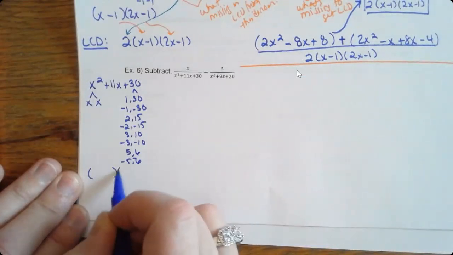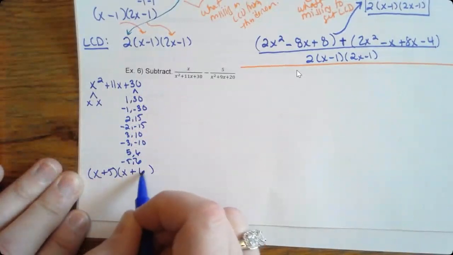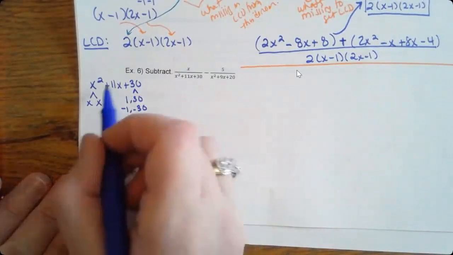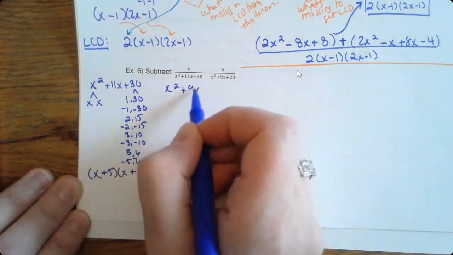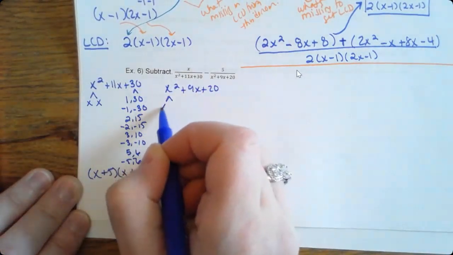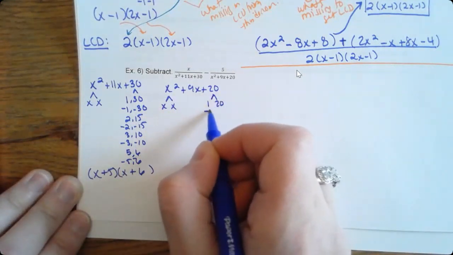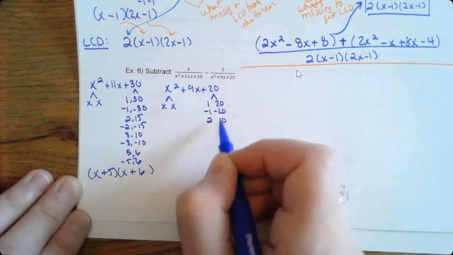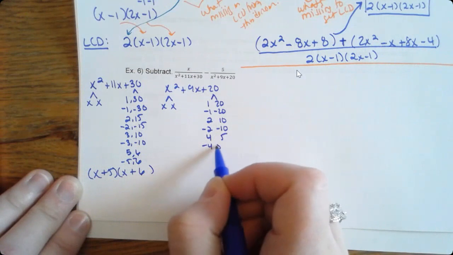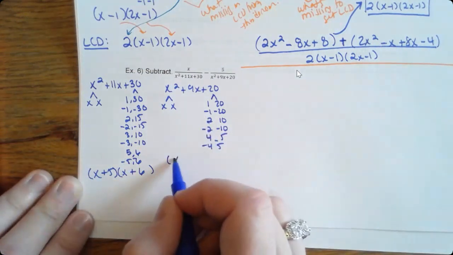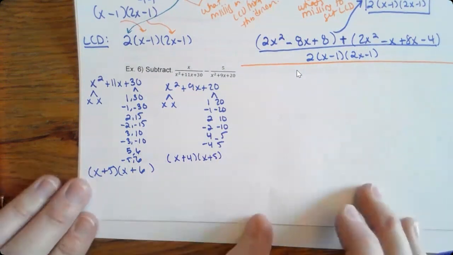I'm not going to try all of them with you guys, but the one that's going to work to get the 11 in the middle is plus 5 and plus 6. If you multiply that out, you get that 11x. For the second one, again, the x squared is pretty nice. It's just x and x. But for the positive 20, it could be 1 and 20, or negative 1 and negative 20. It could be 2 times 10, or the negatives. And it could also be 4 times 5. And the one that is going to work there is x plus 4, x plus 5.